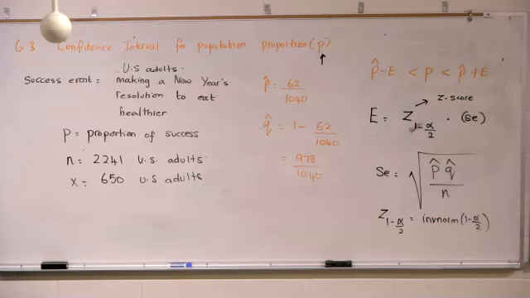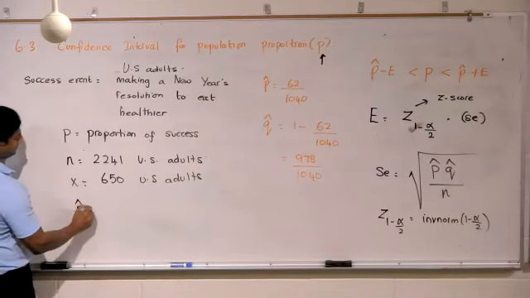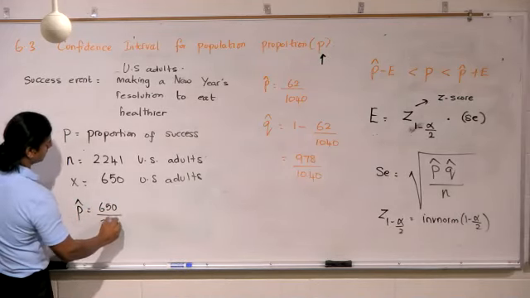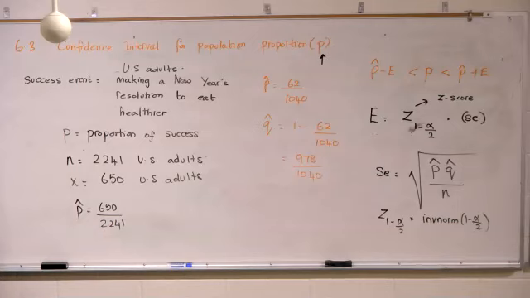Okay. So X is 650, N is 2,241. So what is the point estimate for p? 650 divided by 2,241. It is a point estimate, hence the hat. Anytime you have an estimate, you have to put a hat. What is that value?